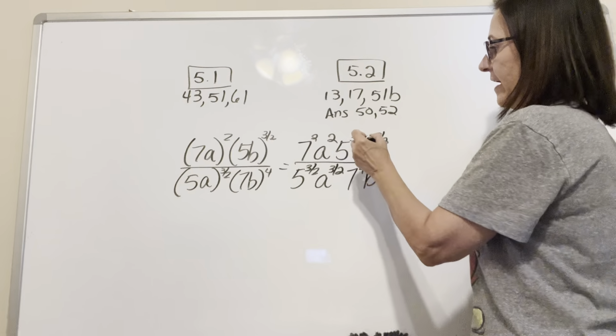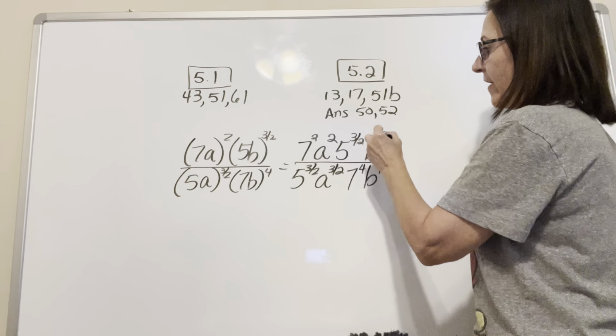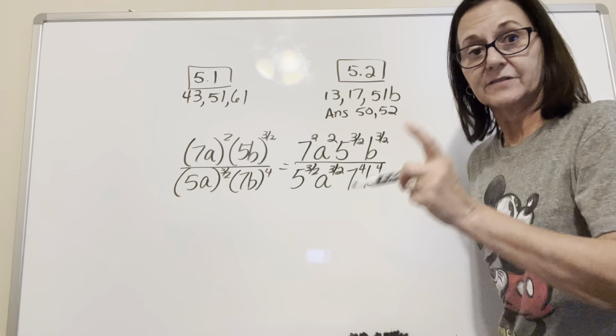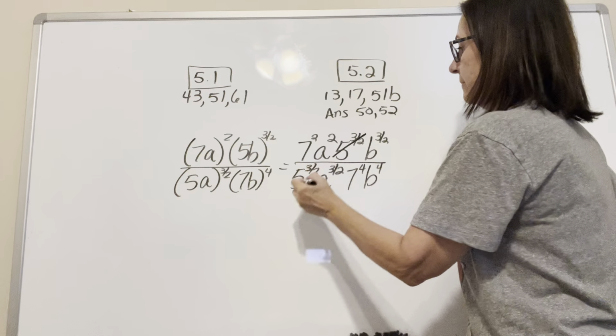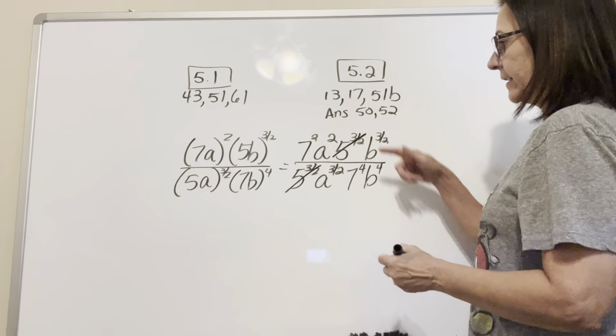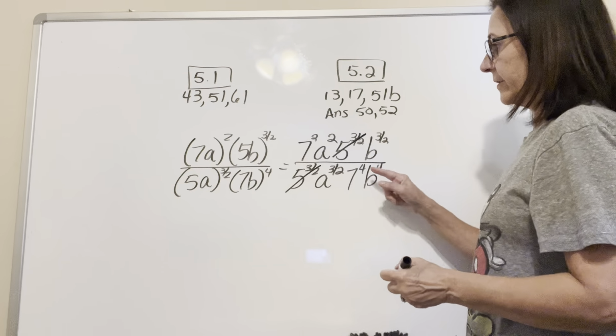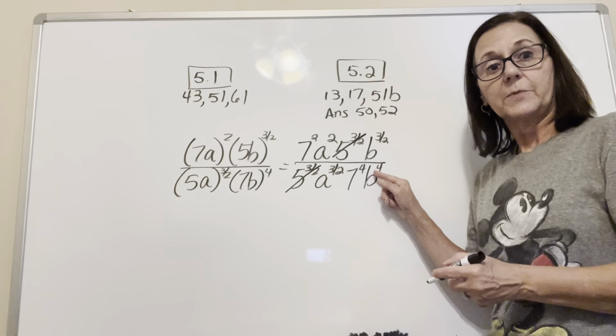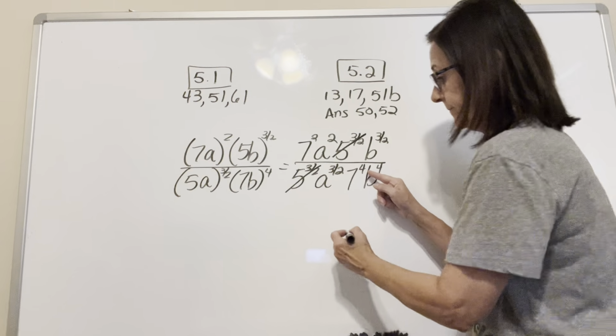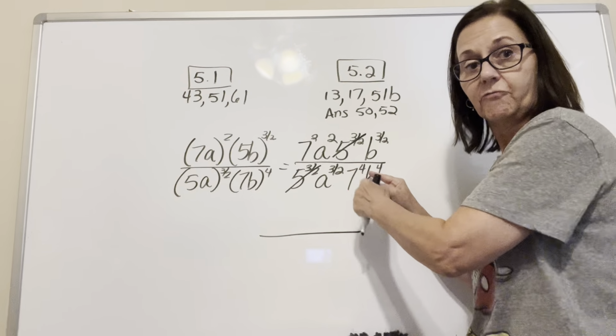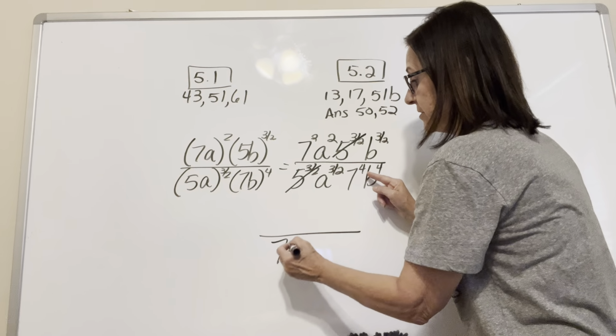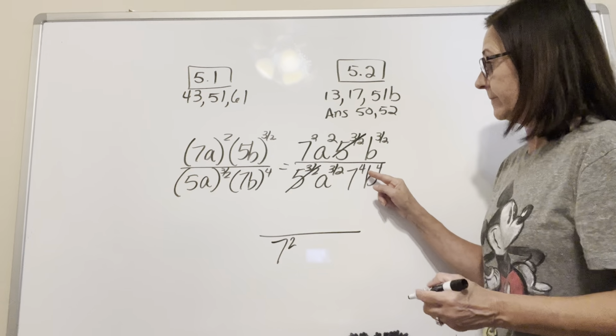All right, look, my 5 to the 3 halves cancel because 5 to the 3 halves over 5 to the 3 halves is 1. I look at my 7s. My exponent in the numerator is 2. My exponent in the denominator is 4. I'm moving it down. 4 minus 2 is 2. So 7 squared is in the denominator.